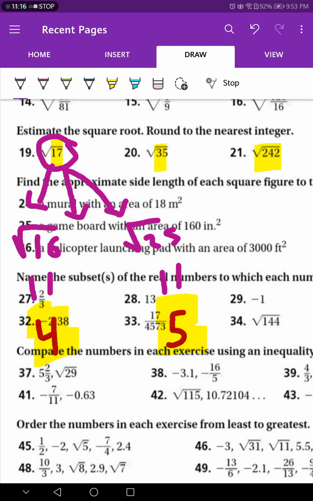So the answer will be about 4. Maybe 4.1, 4.2, 4.3, 4.4, but it has not reached 5. It is before the 5. He asked me to estimate, so it is about 4. Okay, my dear student? Good.